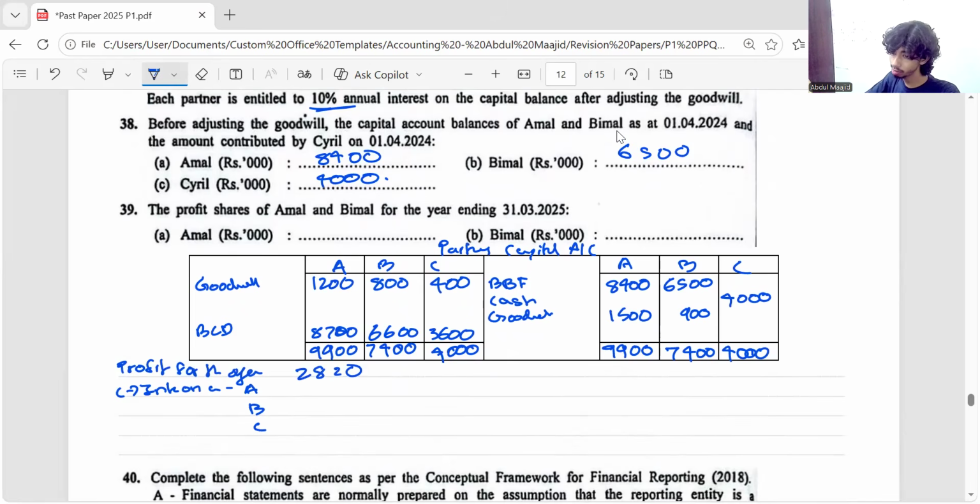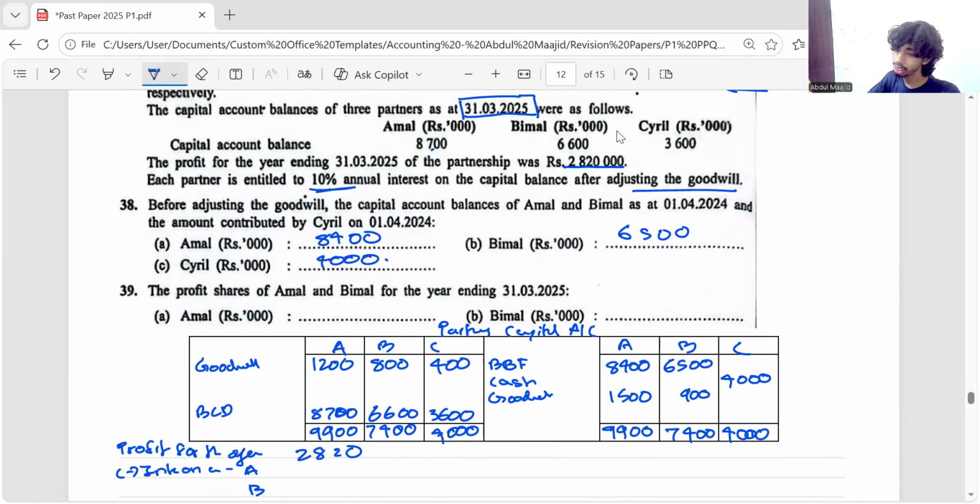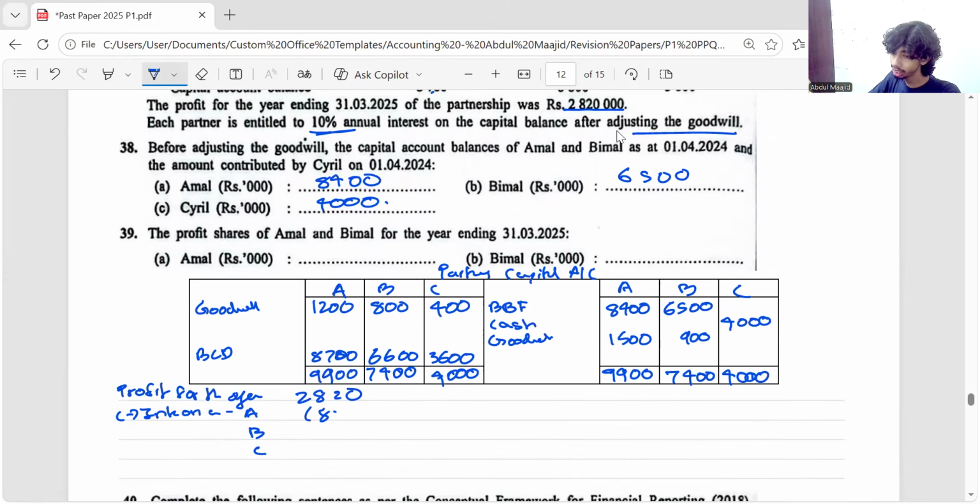So 10% will be from the, they are saying 10% interest on capital balance after adjusting goodwill. Then closing balance 870, 660, and 360. If there is no partner's salary, the remaining amount will be distributable profit. Based on profit share, distributable profit. Then 2,820 minus 870 minus 660 minus 360, that will be 930. Then this distributable profit you have to divide between Amal, Bimal, and Cyril.